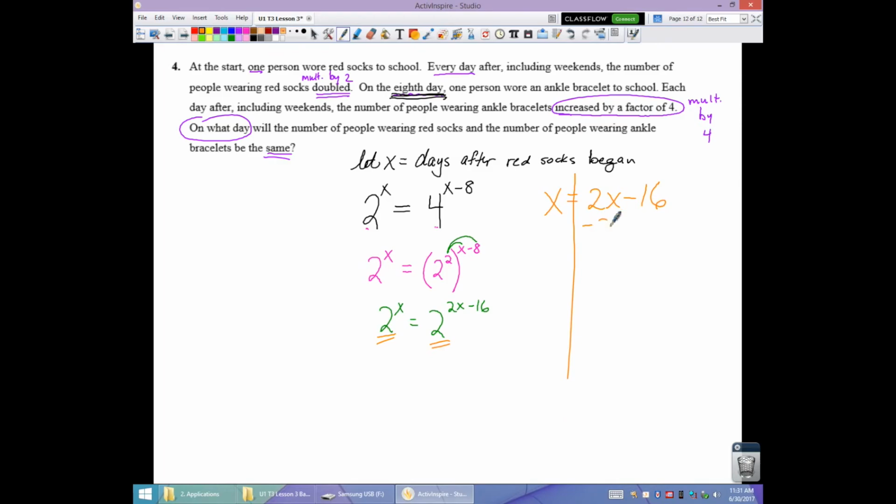To solve that, subtract 2x from both sides. 1x minus 2x is negative 1x, equals, can't lose this side, negative 16. Divide both sides by negative 1. X is equal to positive 16. So what was my question again? It was, on what day will the number of red socks and ankle bracelets be equal? It's on day 16.